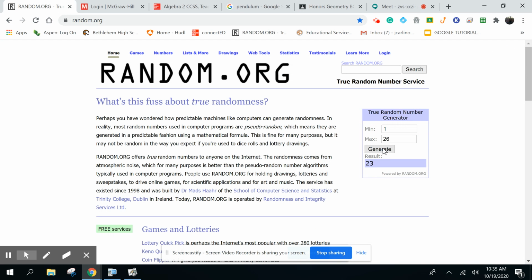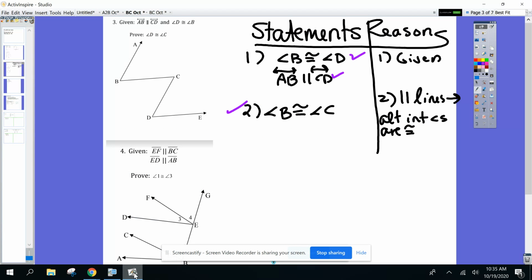Here we go. 23. I don't have my sheet on me. 23. Luke, good man. D is congruent to C. What makes you say D is congruent to C? Because substitution.